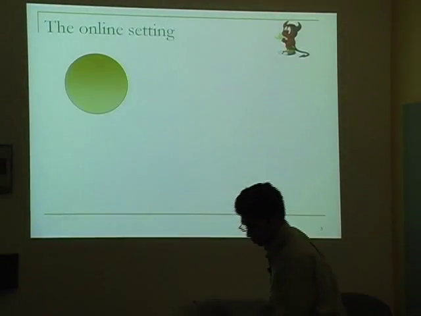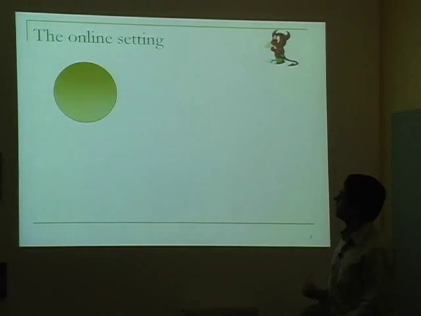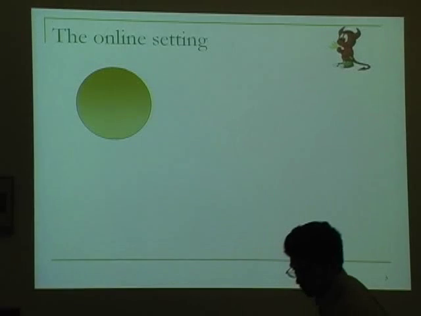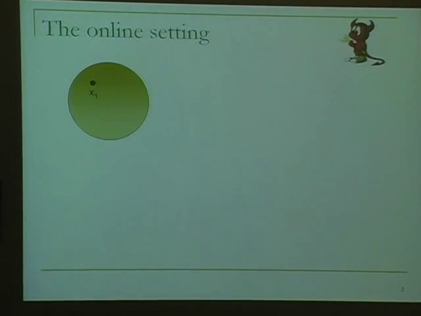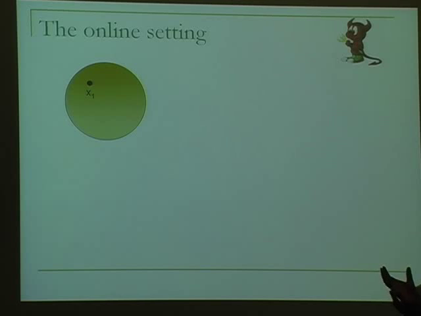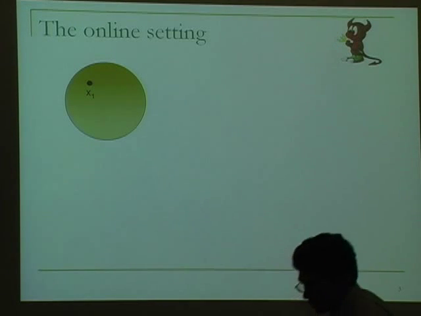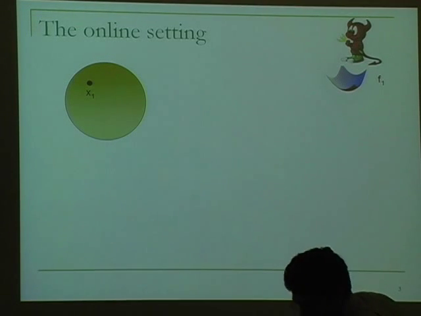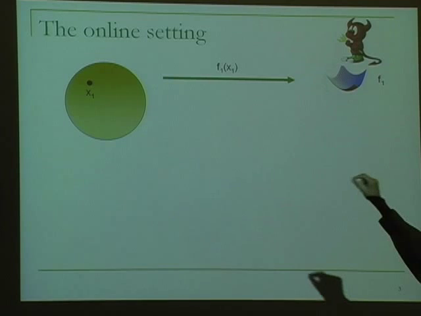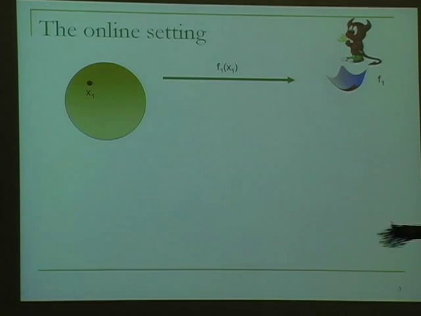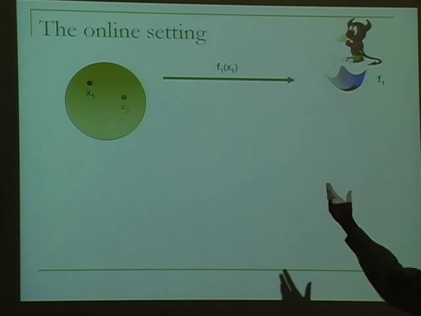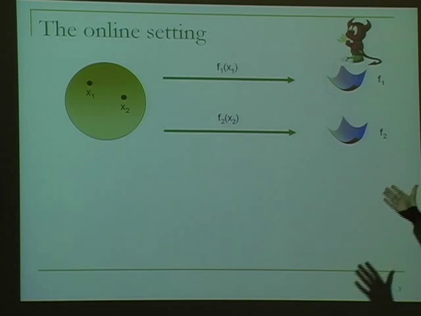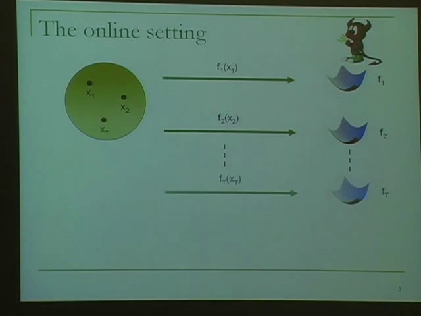To put this in a more concrete framework, suppose this is some convex body in some d-dimensional space. In every round, you choose a point from this convex domain. This represents choosing a particular portfolio. The adversary then chooses some function, and what you have to pay is the function evaluated at that point. In the next round, you choose another point, and then the adversary chooses another function, f2. You pay f2 of x2, and so on and so forth.